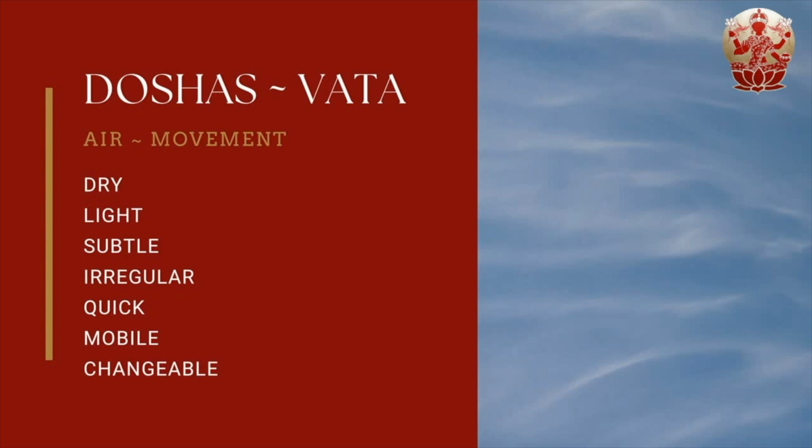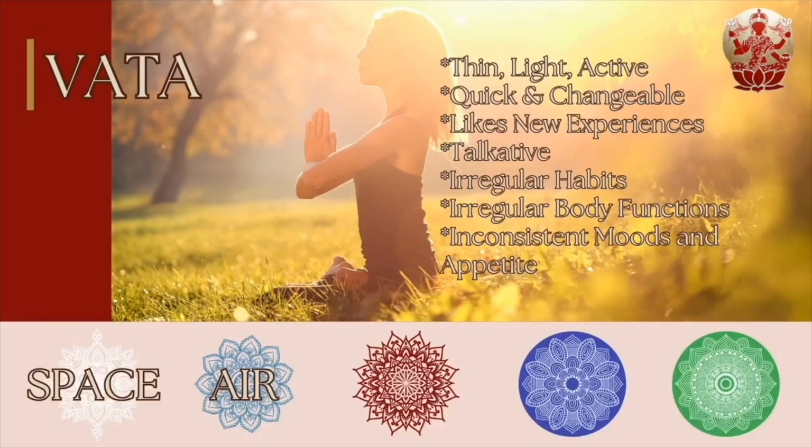Vata is like the wind. And what are qualities of the wind? So wind is dry, it's light, it's subtle, it's irregular, it's quick, it's mobile, it's changeable, spontaneous movement. Those with predominance of Vata in your body have a tendency towards these same attributes.